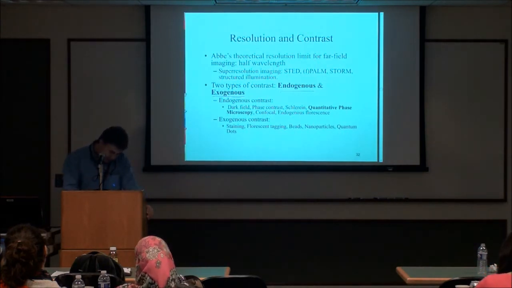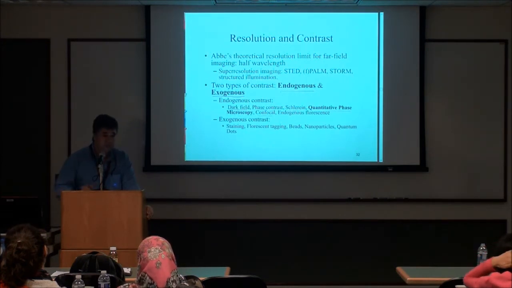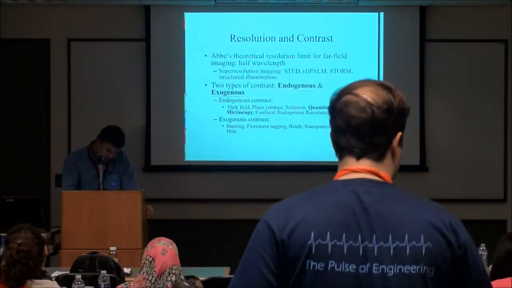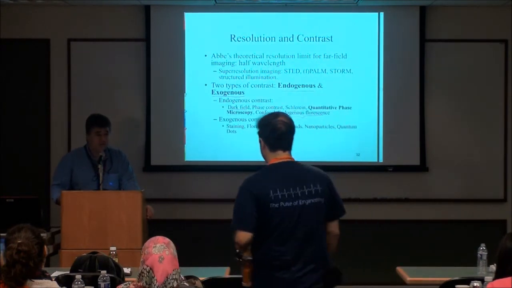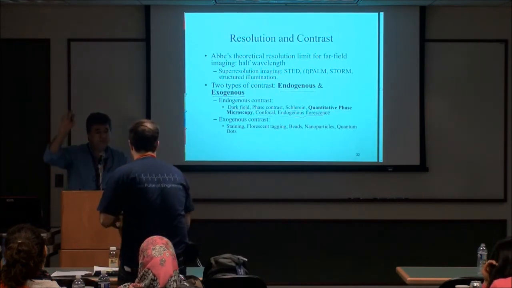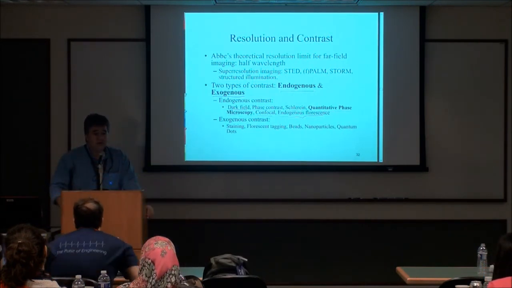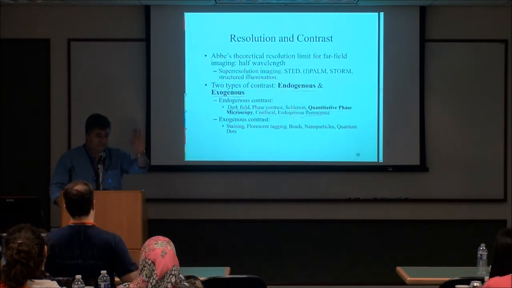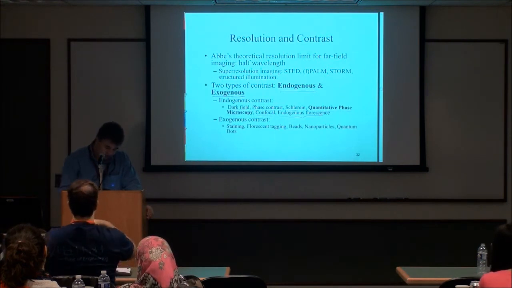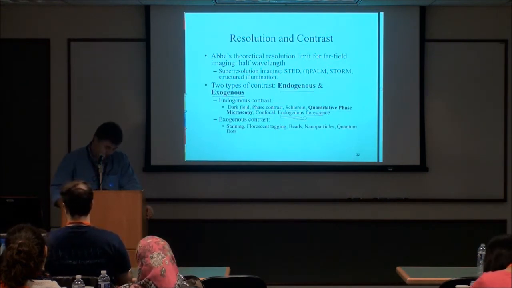So, in terms of endogenous contrast methods, dark field, phase contrast, Schlieren, and later quantitative phase imaging, you can also do confocal microscopy without fluorescence, although that's less common. And also, you can have fluorescence that is actually occurring naturally from the cells. I think there will be later lectures on second harmonic generation microscopy from the tissue. That's also an endogenous contrast method.